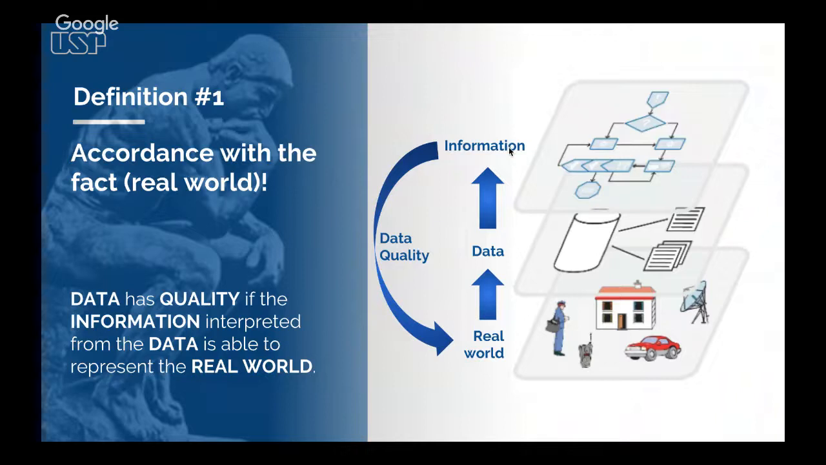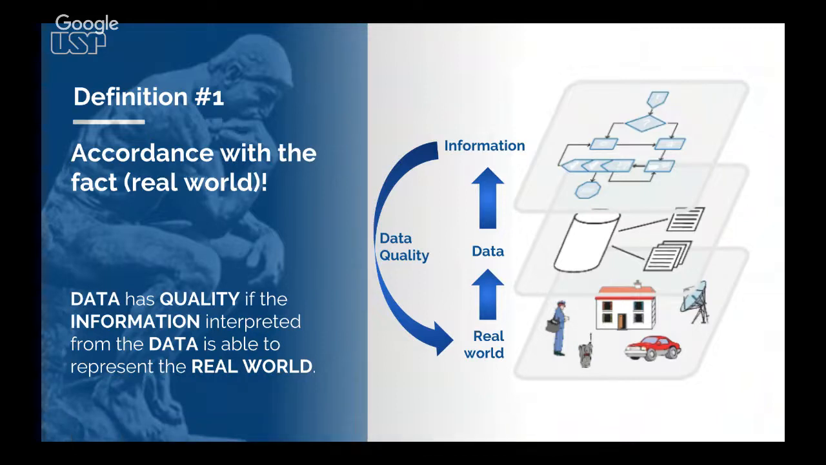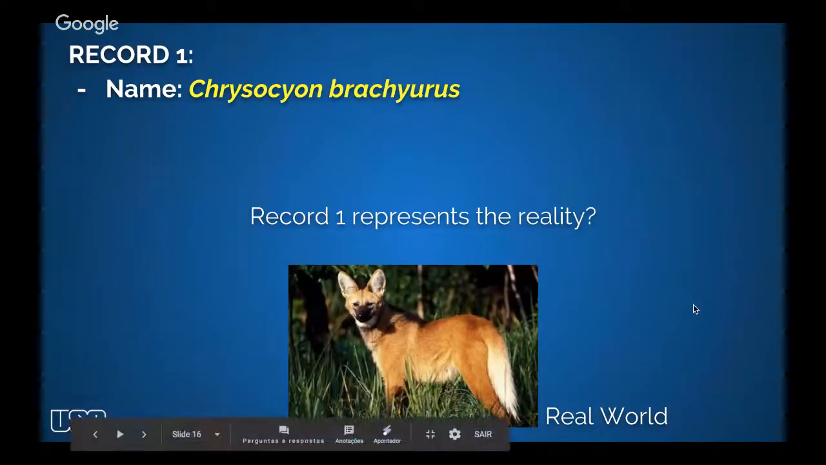If this information represents well the real world, then this information has quality. Okay, so this is one definition. Let's test this definition using this example.